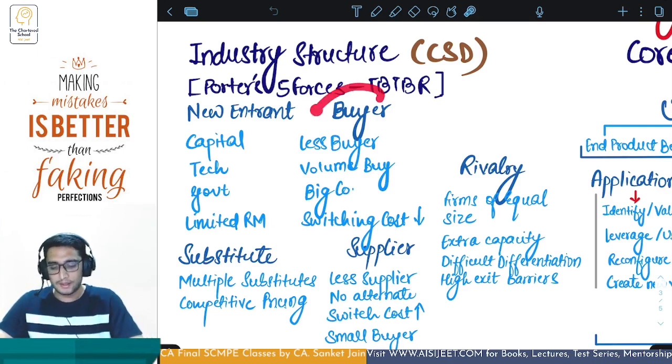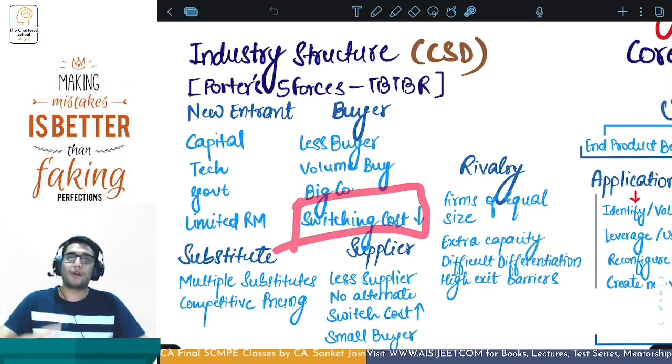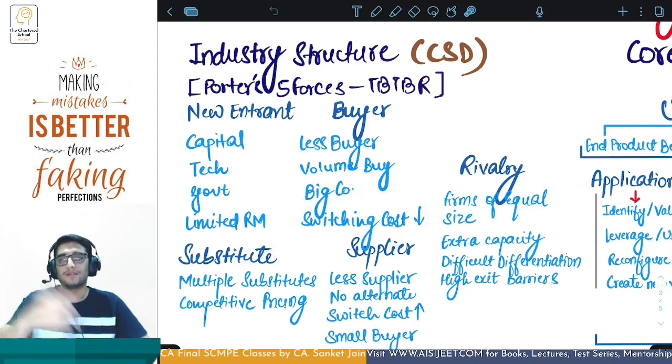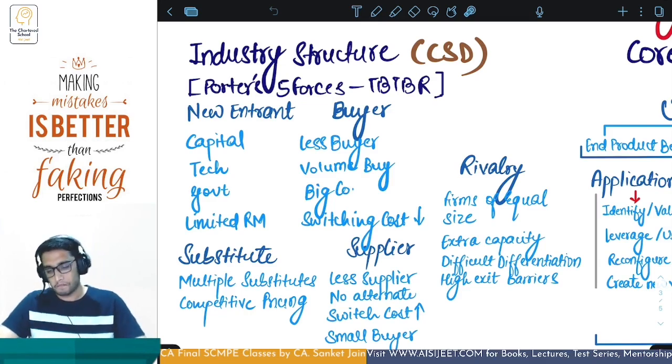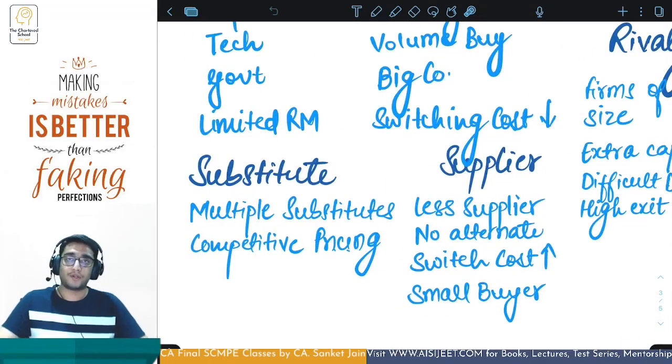Okay, next is bargaining power of buyers. Bargaining power of buyers would be high if the number of buyers are less, okay, or if a buyer is purchasing in volume, okay, volume discounts. Then if the buyer is a big company, it can exercise power. And then of course, if the switching cost from one supplier to another supplier is low, then you can easily switch between the suppliers, right? In that case, again, bargaining power of buyers would be low. Sorry, high.